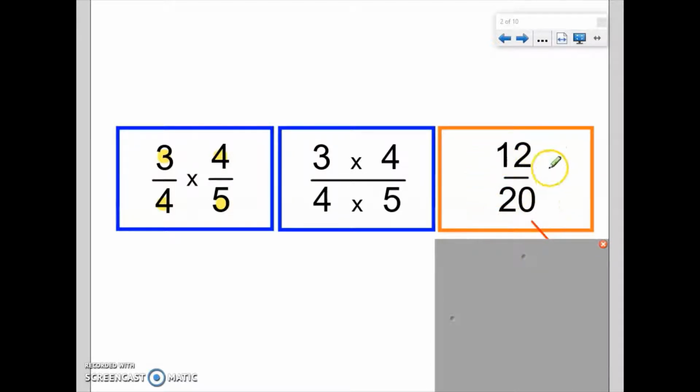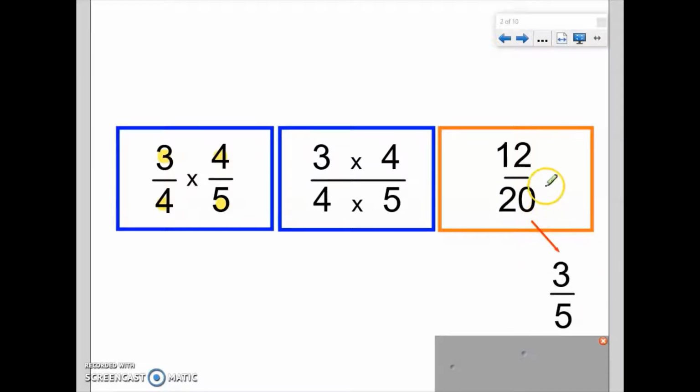However, this time my final answer can be simplified. They are both divisible by 4. How many 4s are in 12 is 3, and how many 4s are in 20 is 5. So I've just gone ahead and simplified my answer into its simplest terms, 3/5. So 3/4 times 4/5 is 3/5.